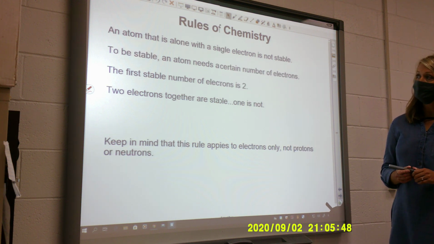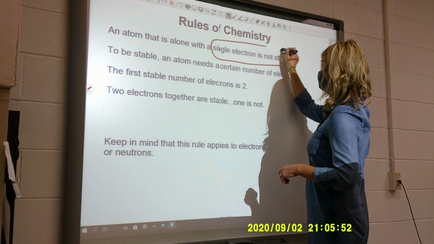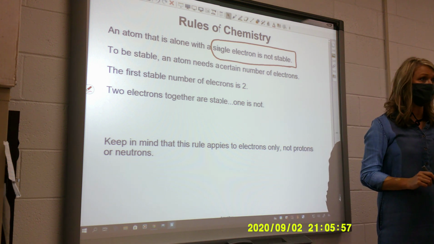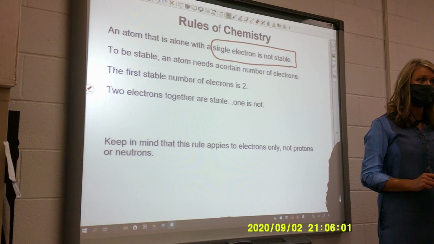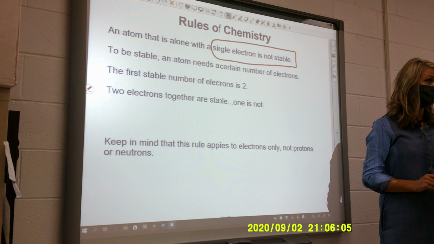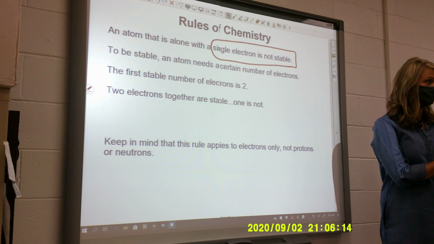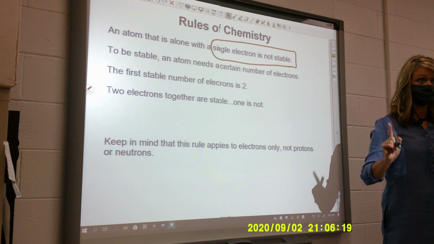An atom that is alone with a single electron is not stable. So if it has one electron in its outer energy level, it is not stable. So since it's not stable, what is it going to want to do? Louder, I can't hear. It wants to do what? Stay by itself? It wants to join another element that has an electron. Okay?